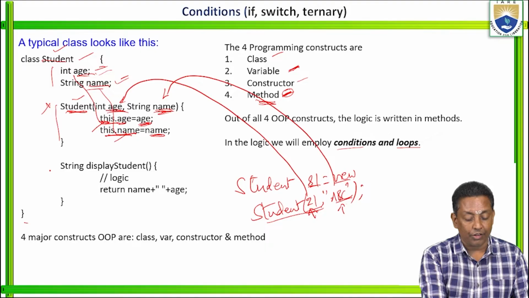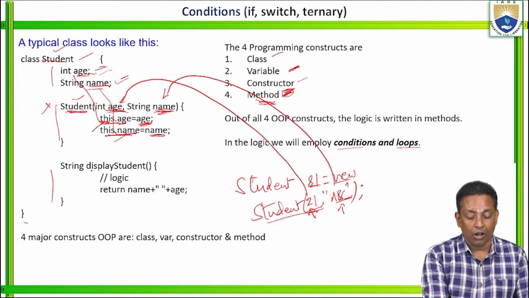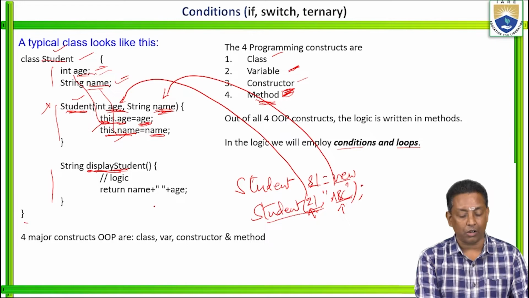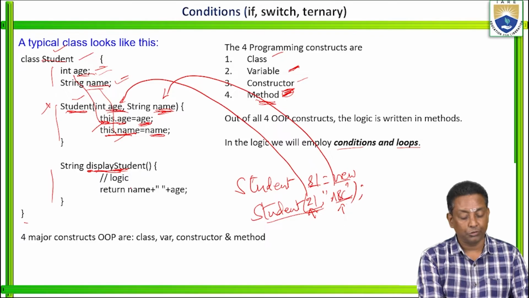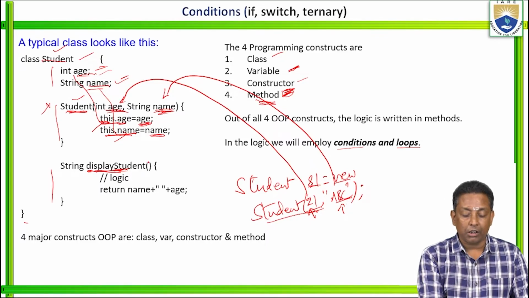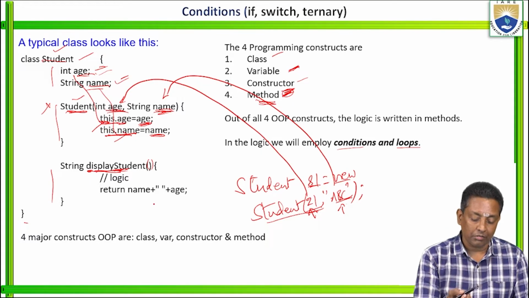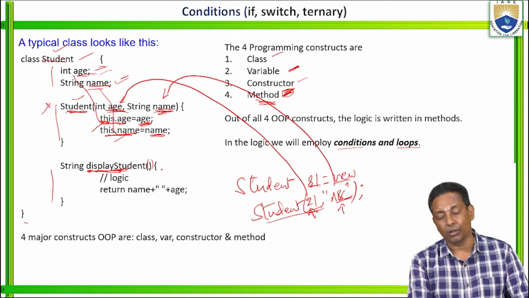And the next, this is our one user-defined method. A method is always written in camel case convention. displayStudent: d small letter, display, S capital letter, Student. While writing the method, the starting letter should be in small letter, and every next coming word's starting letter should be written in capital letter. So displayStudent is a method. A method must always contain parentheses. Whether the method has parameters or not, at least empty parentheses must be opened and closed.